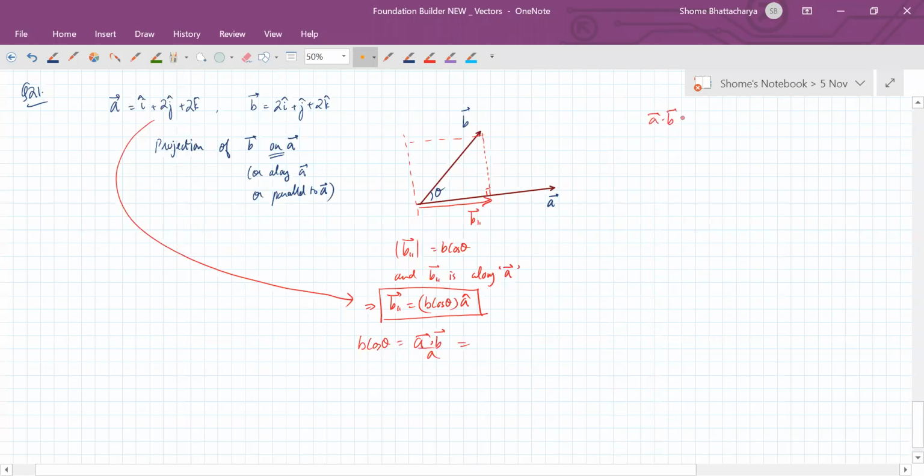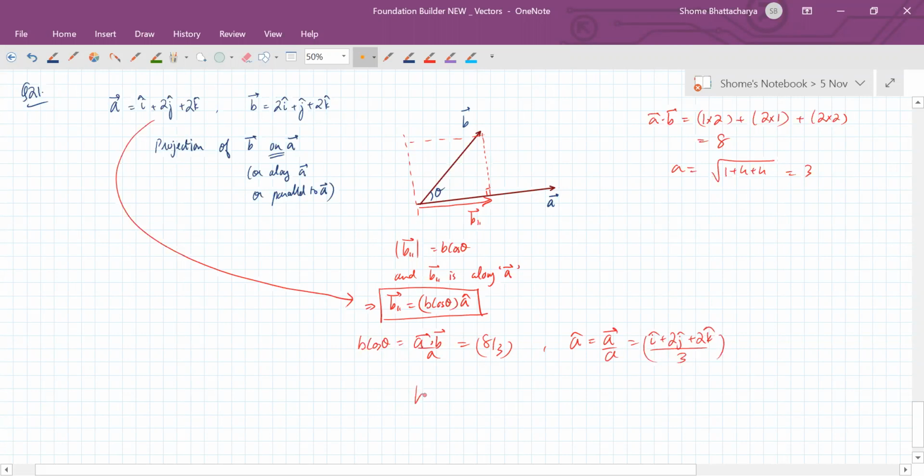So A dot B from there you can see is 1 into 2, Ax bx, plus 2 into 1, Ay by, plus 2 into 2, Az bz. Okay, so that is 4 plus 4, 8. Okay, and magnitude of A you can see is square root of 1 plus 4 plus 4, so that's 3. So that's very simple. So this is 8 by 3, and A cap is nothing but vector A divided by its magnitude. That is nothing but i plus 2j plus 2k divided by 3.